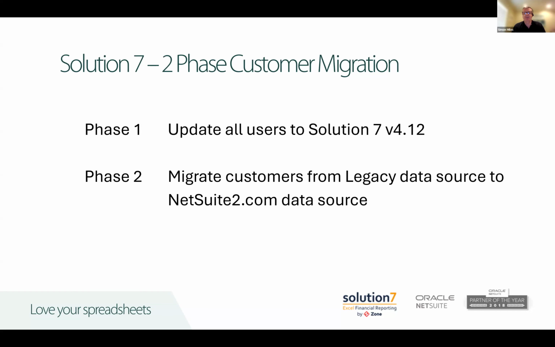If some of your users are running 4.11, 4.10, 4.9, whatever older version of the software, if you've got some users on 4.12, some users on 4.11, your 4.12 users are looking at the NetSuite2 data source, and your other users are looking at older versions of Solution 7, they will experience problems. And that was really the challenge that we were facing during the calls that we were having with customers, was actually trying to effectively complete two steps in one meeting.